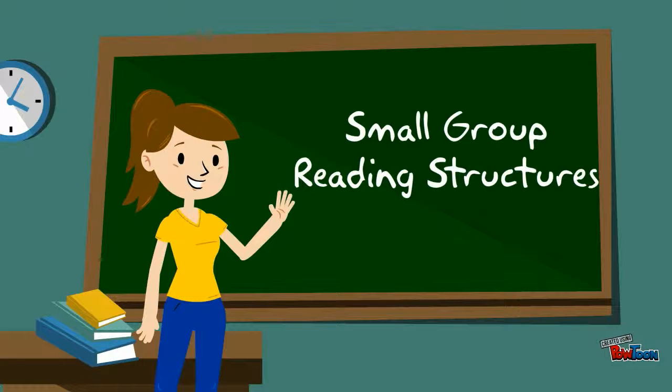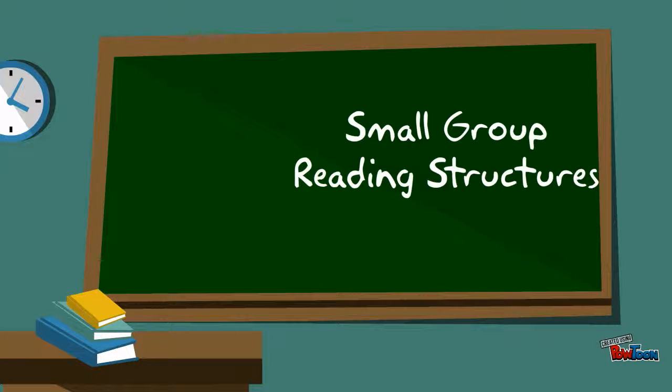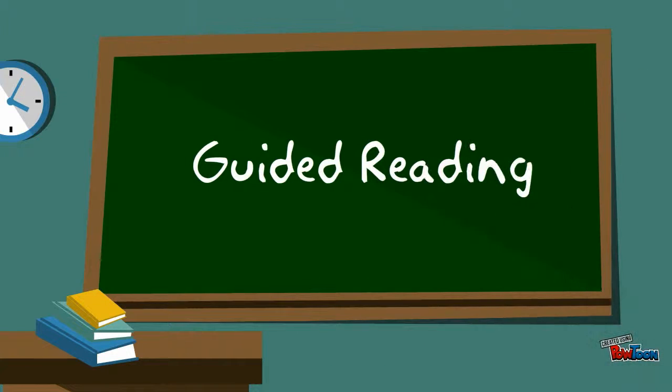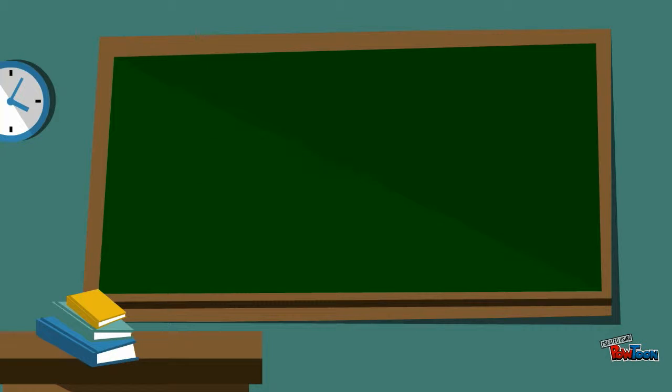Small group instruction is a crucial part of a balanced literacy program. Small group instruction allows the teacher to provide tailored instruction to a small group of students, allowing for greater interaction between teacher and student. Guided reading is one structure. The purpose of guided reading is to meet the varying instructional needs of all students in your class, enabling them to expand their reading abilities.